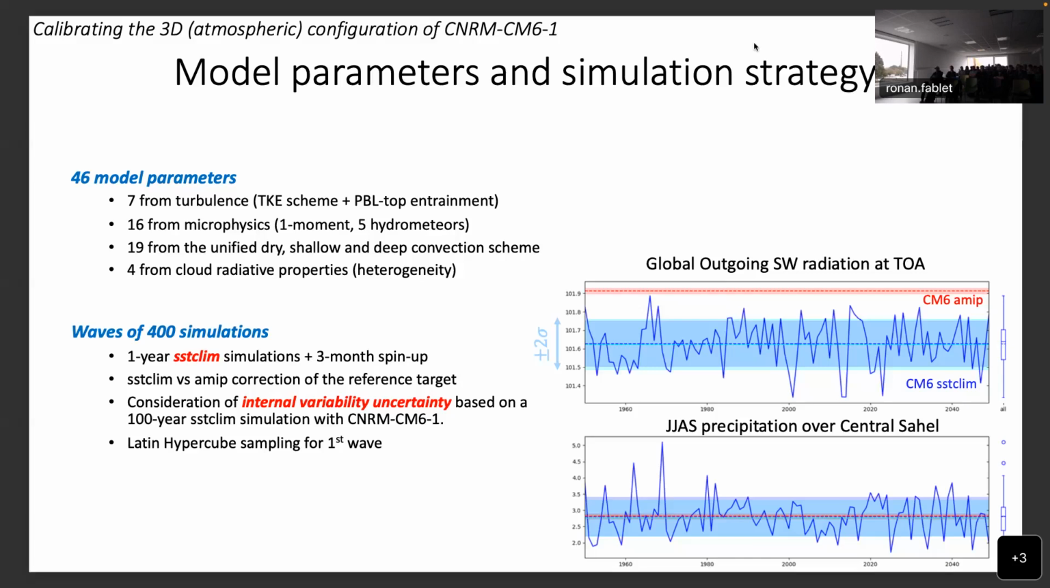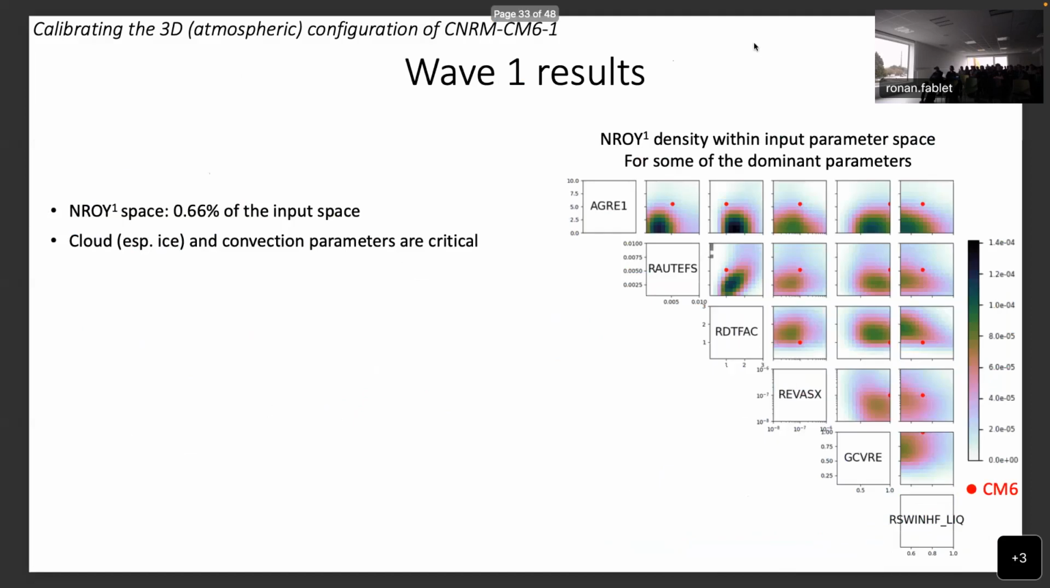Still, we want to account for this internal variability, so we have tried to quantify it and to account for it in the implausibility measure. We are also, because SST clim is not the same configuration that we usually use to calibrate the model, we need to apply some correction of this approach, because we don't have exactly the same behavior of the model. And as before, for the first wave, we are sampling using a Latin hypercube.